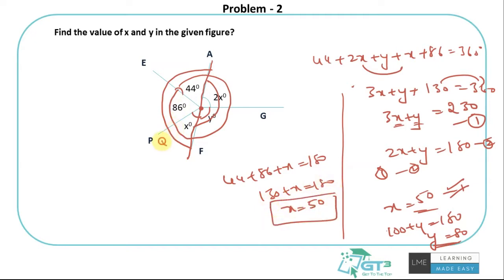Once I know x is 50, this is 50, this is 100. So I just need to do, the straight line AF: 100 plus this has to be 180 minus 100. So y is 80. It's easier to do it this way than this algebraic approach. But yeah, whatever suits you.